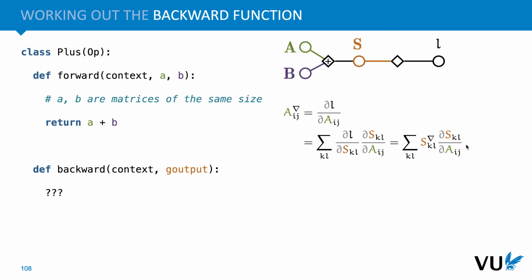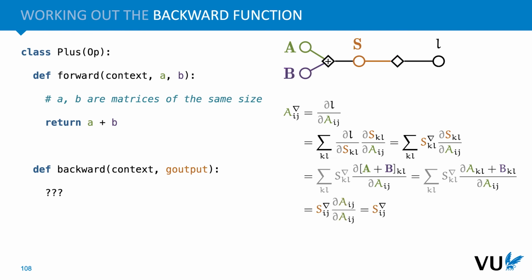The second factor we can work out by filling in the definition of S, which is the element KL of the matrix A plus B, and that's simply the element KL of A plus the element KL of B. Of course, the second term disappears, and the first term is only non-zero if I is equal to K and J is equal to L. So we set all the K's equal to I and all the L's equal to J, and we remove the sum. And we see that this derivative over here evaluates to 1, so we are left with simply element Sij of the output.